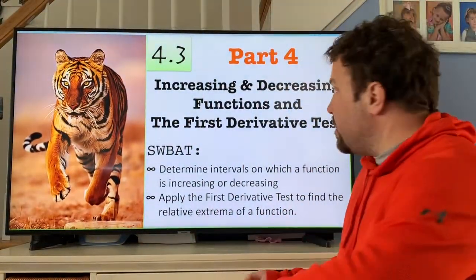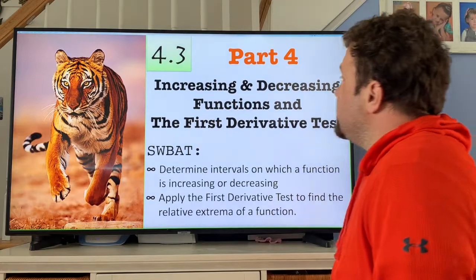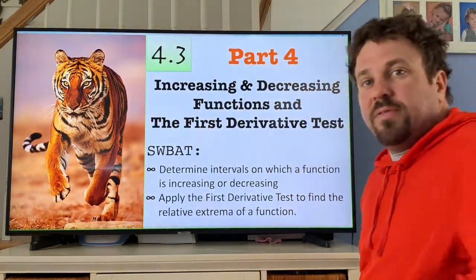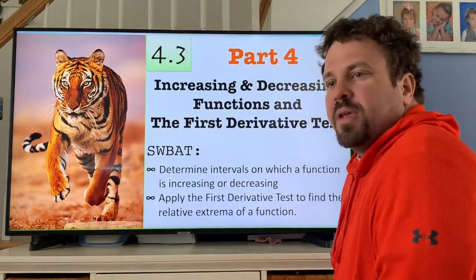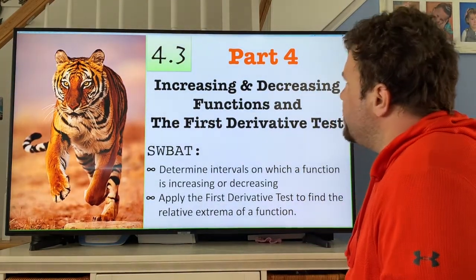Hello, I am going to bring you the last part of increasing and decreasing functions and the first derivative test. These are just a little more difficult problems. I believe this is the last time I'm going to do it with the different parts.